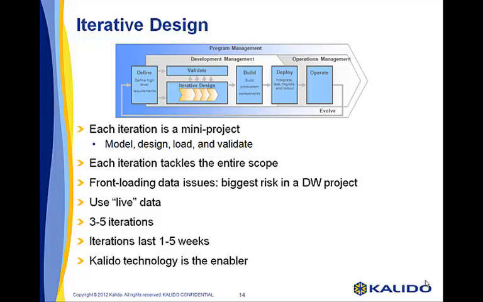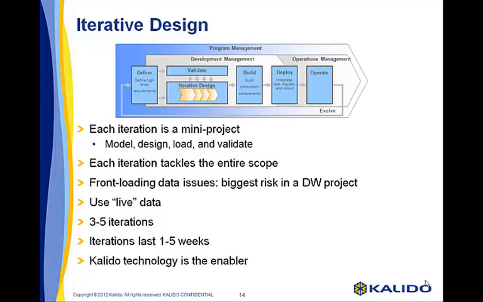The key to tackling the entire scope is that you want to front-load all the data issues that typically only come up during test. This is the only way to ensure that you design for quality as well as integration. The duration of an iteration is variable. The typical range is between 1 and 5 weeks. It's determined by a variety of factors, from understanding of the business problem to understanding of source data.